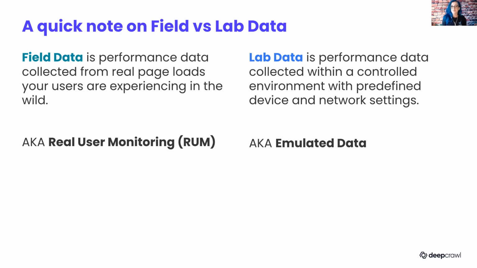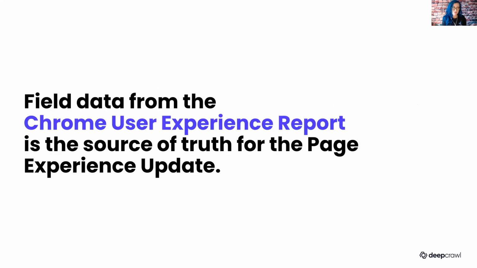Field data is performance data collected from real humans, real users on your site interacting with it. It's also known as real user monitoring. Lab data is like what you'll run in Lighthouse, like what you run on your local tests, and it's emulated data. It's a test in a petri dish. It's got controlled environments and predefined networks and settings. They're often different. Well, which one should you use?